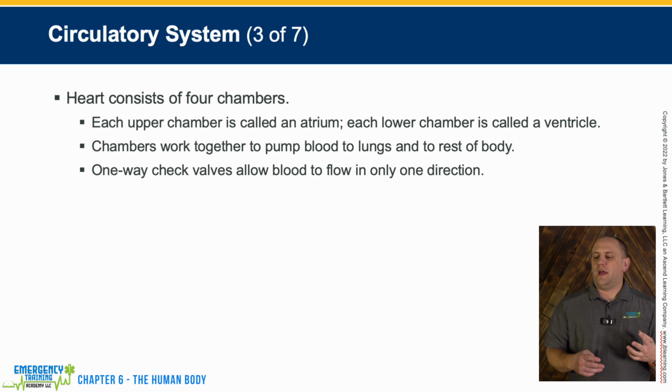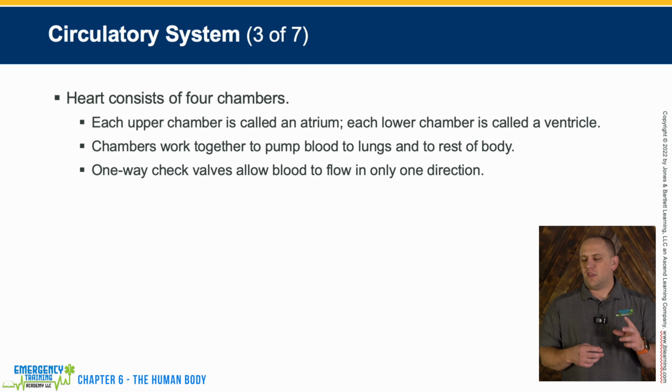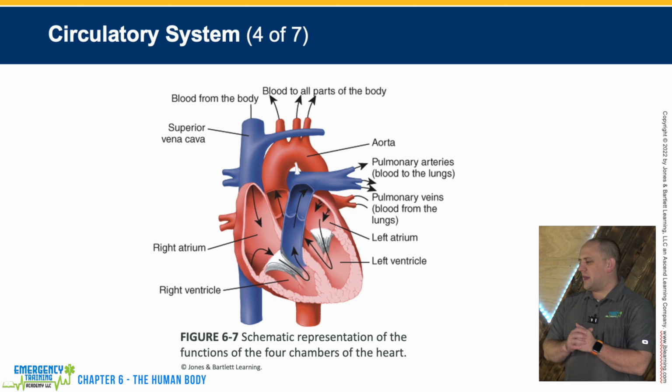The heart has 4 chambers. We have our upper chambers and our lower chambers. Those upper chambers are called atria, and the lower chambers are called ventricles. They work together to pump blood first to the lungs, and then from the lungs back, and then to the rest of the body. Between each of those chambers, there's a one-way valve that allows blood to flow through, but not to flow back. And you'll be able to see some of those here.